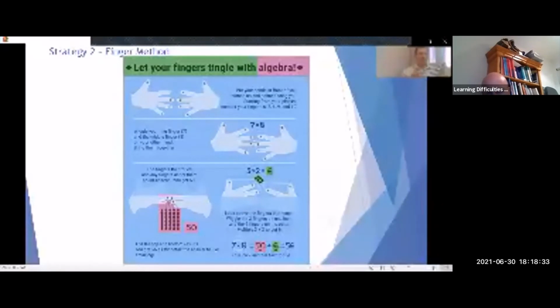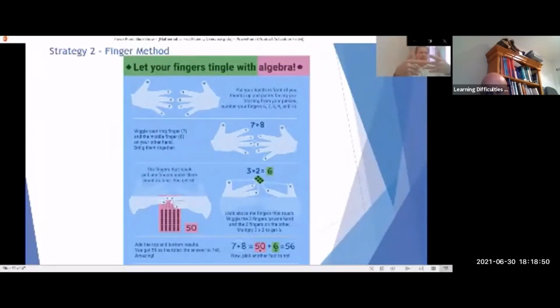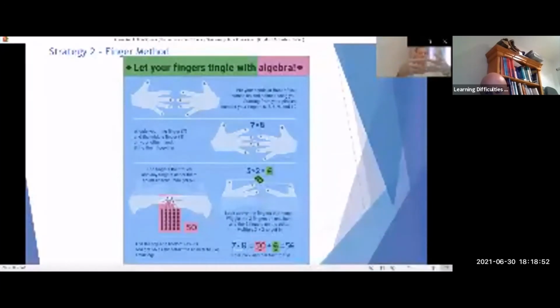So if we look at another example, we have 8 times 9. So we find our 8th finger, 6, 7, 8, and over here we have our 9th finger. So we have 2 fingers that join, and we have 4, 6, 7 below. And then at the top, we have 2 fingers on this side, 1 on this side. So multiply 2 times 1, so it's going to be 72.